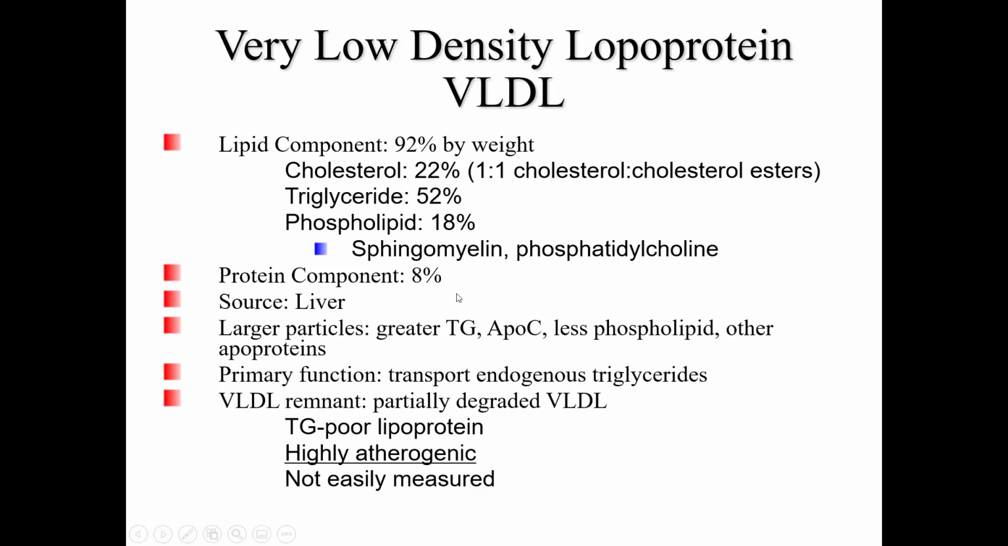So VLDLs are cholesterol, triglycerides, and phospholipids. The protein component is 8%. The source is the liver. Primary function is the transport of endogenous triglycerides. Endo means from inside. So these are triglycerides that were from inside of the body.